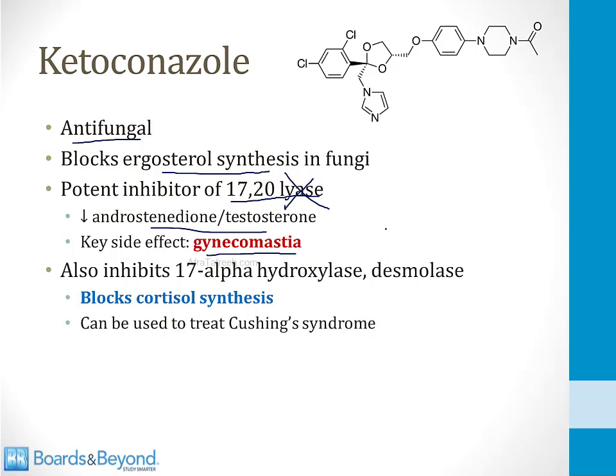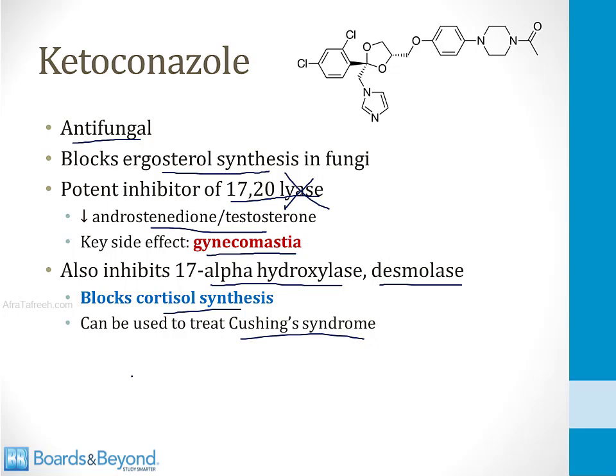In addition, at higher dosages, ketoconazole inhibits a couple of enzymes that lead to cortisol synthesis. It can inhibit 17-alpha-hydroxylase and desmolase, and by blocking these enzymes, there's less cortisol synthesis, and for that reason, you can use ketoconazole sometimes to treat Cushing syndrome, which is a disorder I talk about in the video on adrenal disorders, but in Cushing syndrome, the adrenal gland produces too much cortisol.